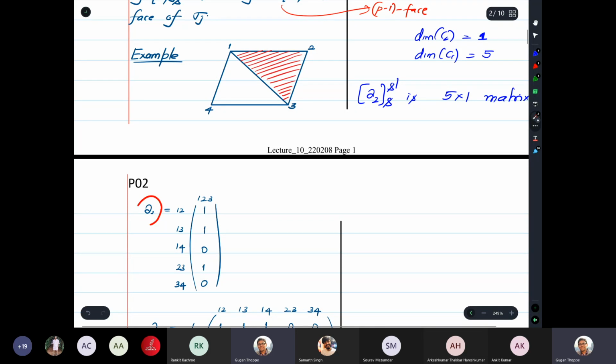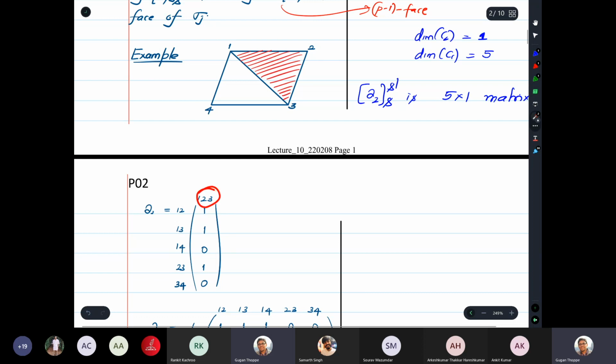So this ∂2 actually is a matrix representation of the operator ∂2, and as we saw, this is a 5 cross 1 matrix. What you do is you order these edges in some way. There are 5 edges, so I have decided to order them in this way: 12, 13, 14, 23, 34. So this is the ordering that we decided. And 123 is the only triangle, so there is only one element and we don't have to really worry about the ordering.